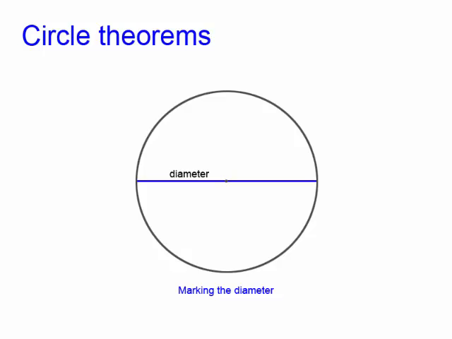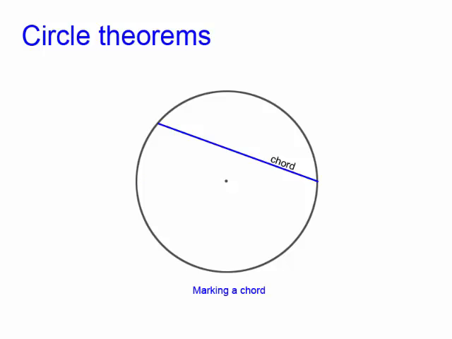Any line passing through the center of the circle and touching the circumference is known as the diameter of the circle, and any line touching the circumference but not passing through the center of the circle is called a chord. A chord splits the circle into two segments, a major segment and a minor segment. A line between the center of the circle and the circumference is known as the radius, and a radius is always half the length of the diameter.